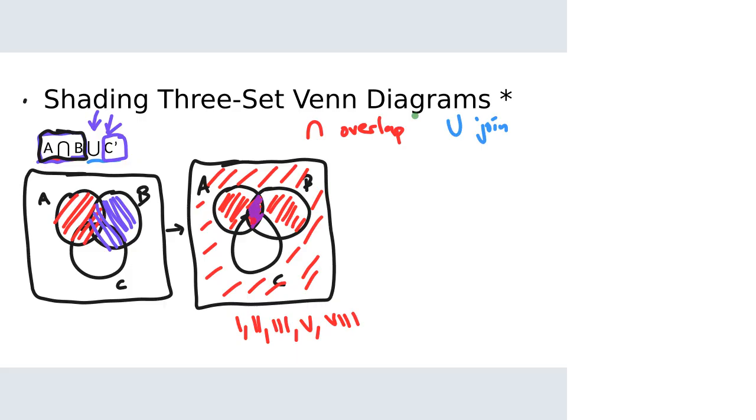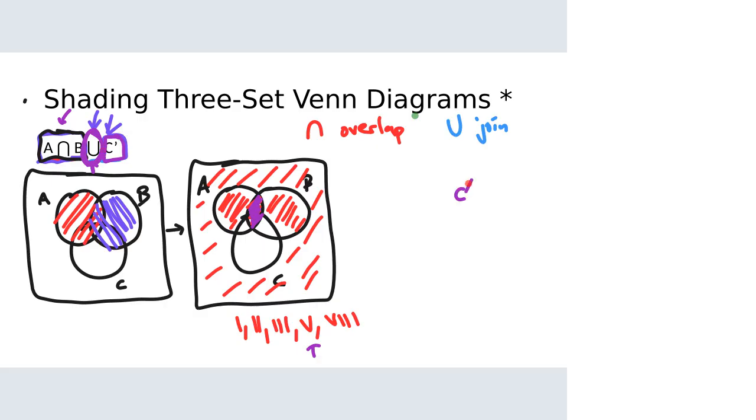And so region 5 is shaded right now. And what we're going to do is join that with whatever C complement is. Now, C complement does not have region 5 in it, but because A intersect B does have region 5 in it, and we are joining these things together, that's why region 5 is shaded as a part of our answer.